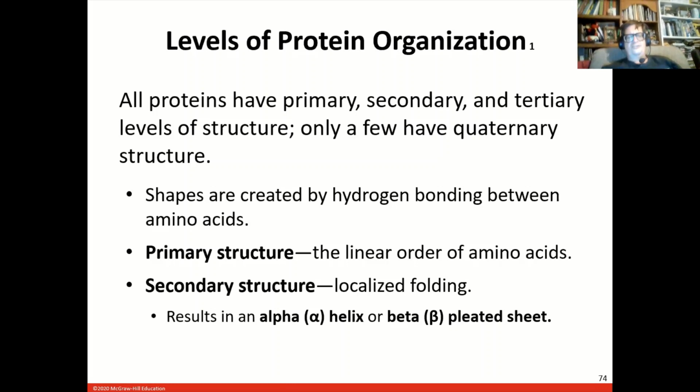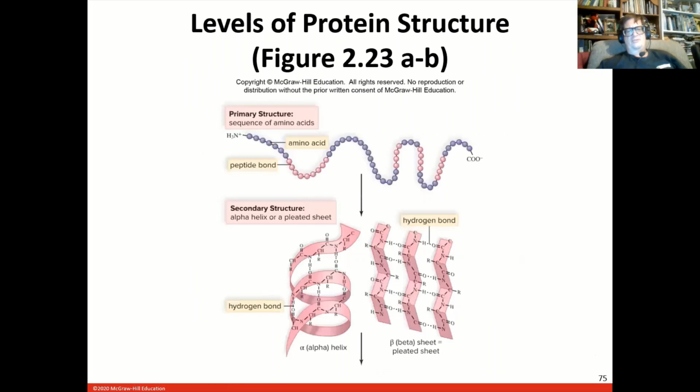The tertiary structure is going to be like side chain interactions, like say disulfide bridges. Those are covalent bonds. They're stronger than the hydrogen bonds, but not so strong that you can't break them with heat or cooking or other conditions.